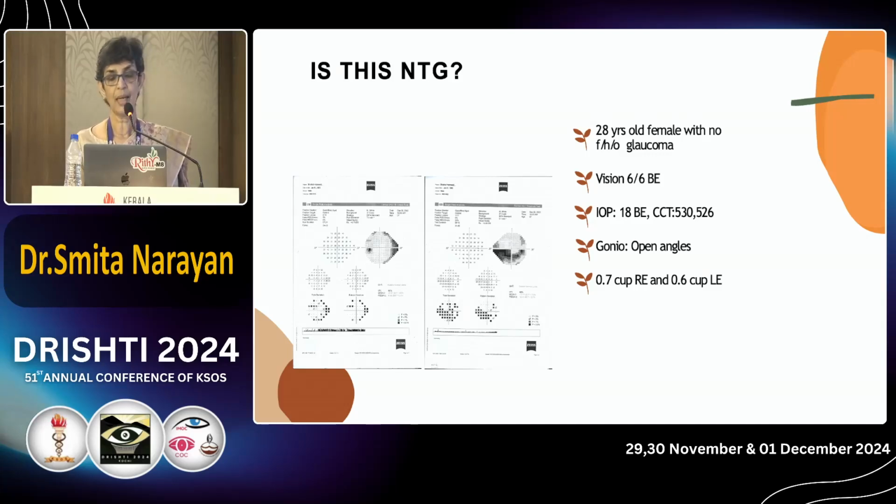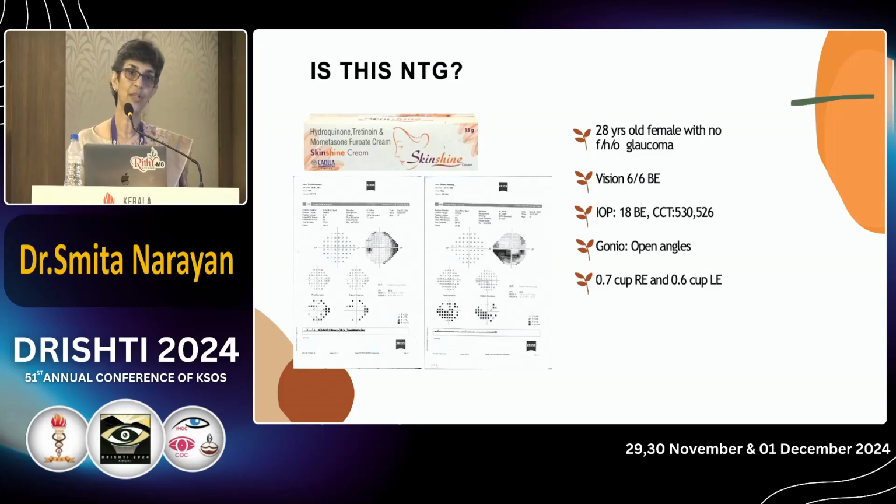Upon close questioning, this lady revealed that she uses a fairness cream, and we know that any cream which contains steroids, when used in the periocular region, is very likely to cause raised intraocular pressure. This cream contains mometasone furoate, and therefore this is a patient of steroid-induced glaucoma.